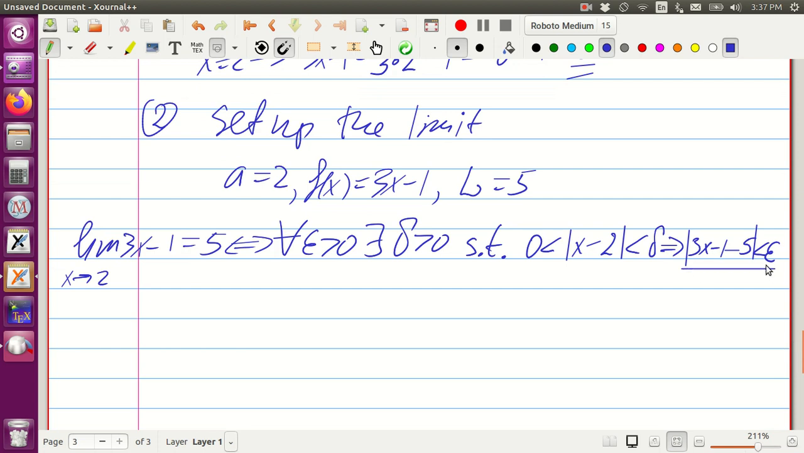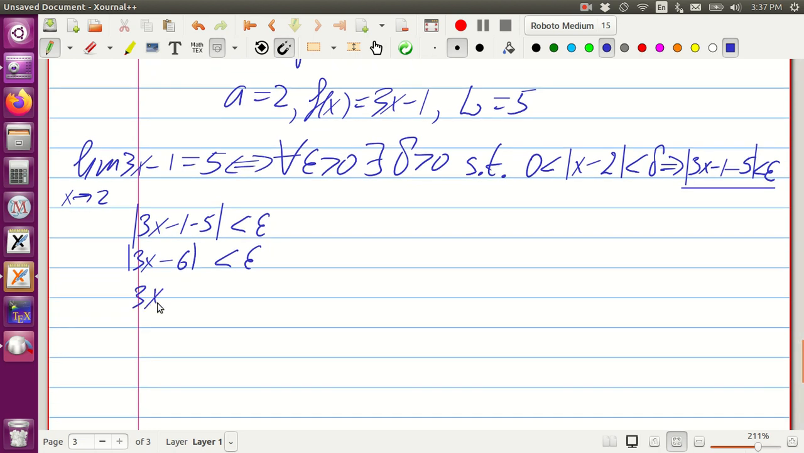Again, we're going to start from the end. So we're going to take 3x minus 1 minus 5 less than epsilon. Minus 1 and minus 5 give us minus 6, so we have 3x minus 6 is less than epsilon. We're going to factor 3 out, so we get 3 times x minus 2 is less than epsilon. Then we use the rule for the product for absolute value, so it's absolute value of 3 times the absolute value of x minus 2 less than epsilon.